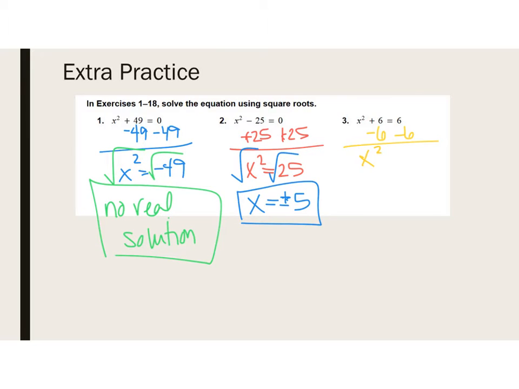That gives me x squared equals 0. Then I'm going to come in and square root both sides. And the square root of 0 is 0. And I don't need to put the plus or minus because there's not necessarily a negative 0. So those are the 3 situations we're going to look at. Okay, so we're going to move on and do a couple down this page.